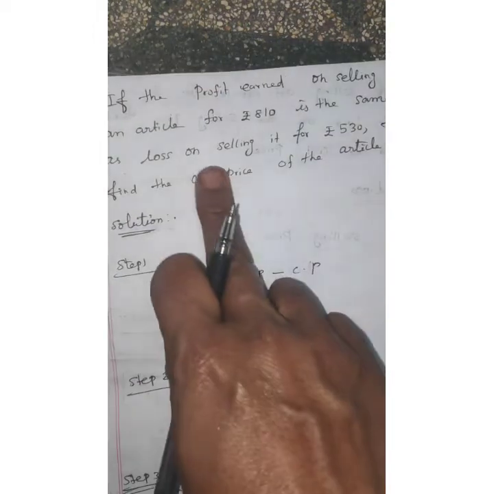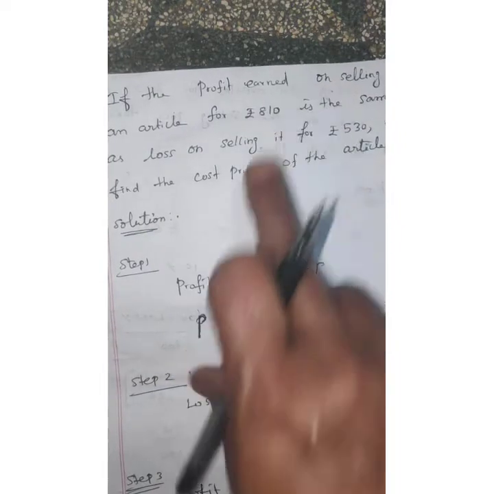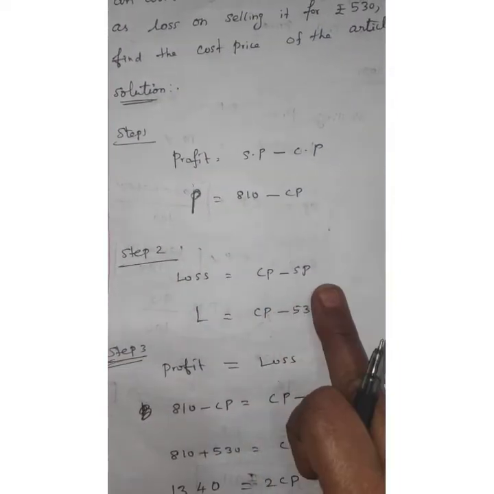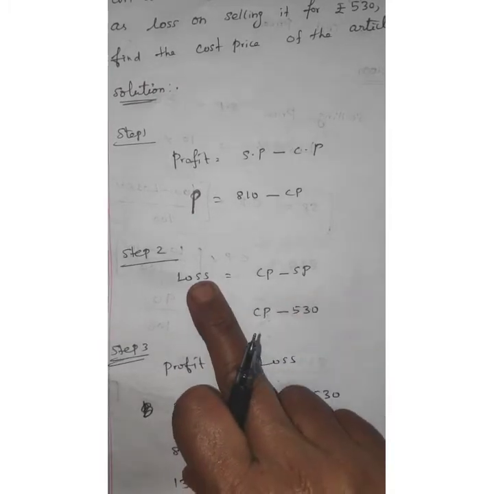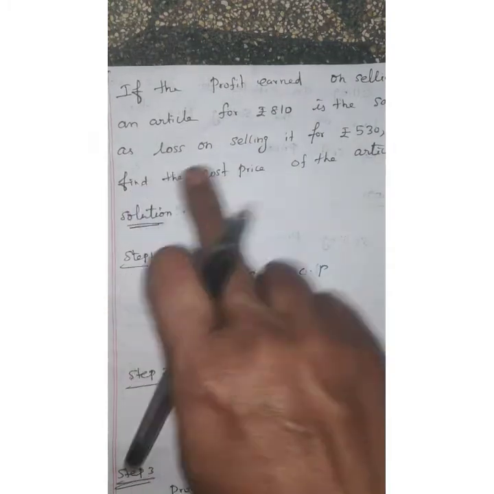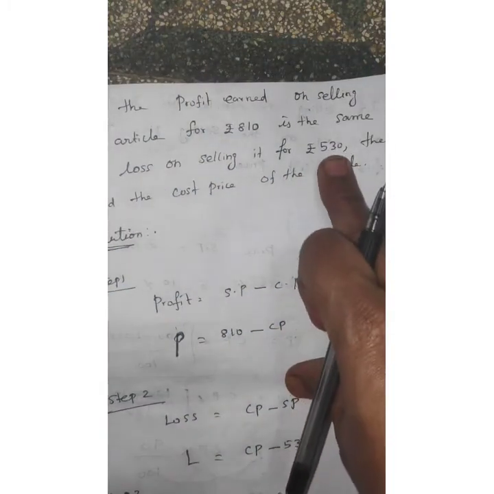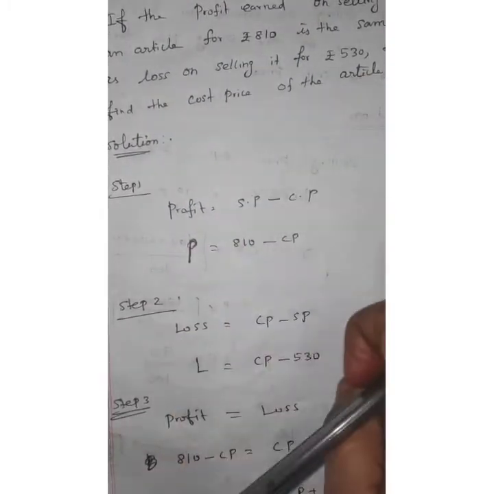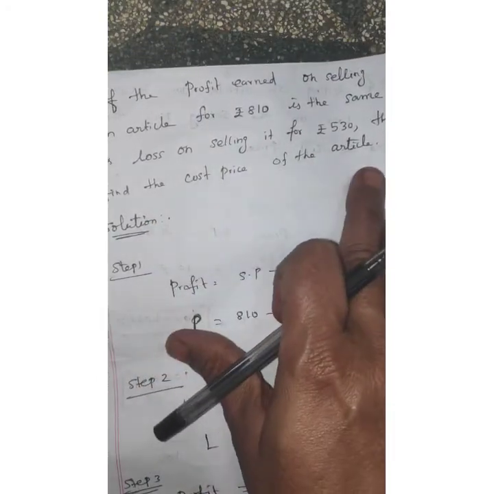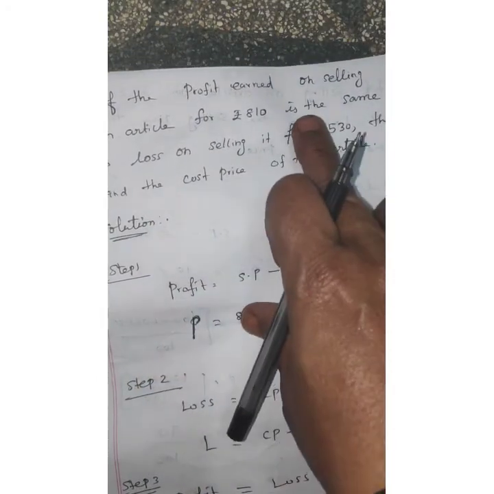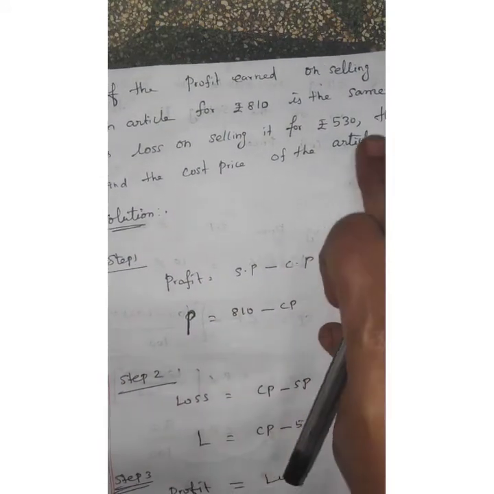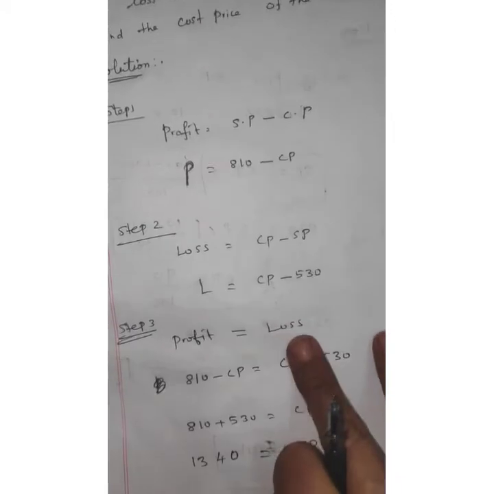Second step is the loss. First the profit is finished. Next the loss. Loss formula is CP minus SP. Loss L equals CP minus SP, with the given value 530 rupees. Now the two are equal, because the profit is the same as the loss. So we equate them.